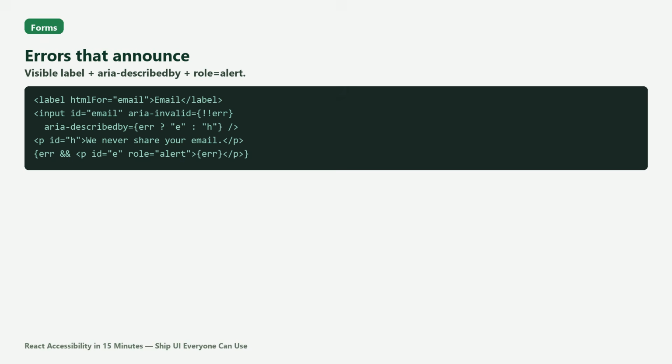Production pattern: visible label, matching ID, aria-invalid reflecting state, aria-describedby pointing at help or error, and role alert on the error message. Encode this once in your form field component so every squad inherits it. Consistency is accessibility. Put this field pattern in your design system today. Teams that reinvent error UX every quarter ship inconsistent announcements and confused users.